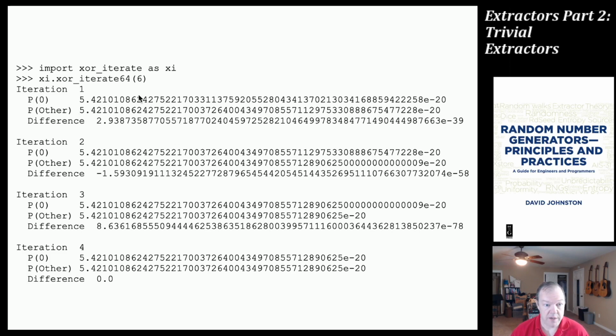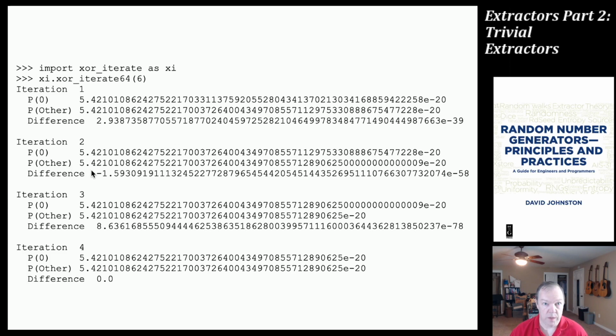So we get the probability, computed using 200-digit precision with a Python library. We see that the probability of a 0 is something like 5.4 times 10 to the minus 20. The probability of the other value is also 5.4 times 10 to the minus 20 after the first exclusive OR. And the difference is 2.9 times 10 to the minus 39. That's the difference in the two probabilities.